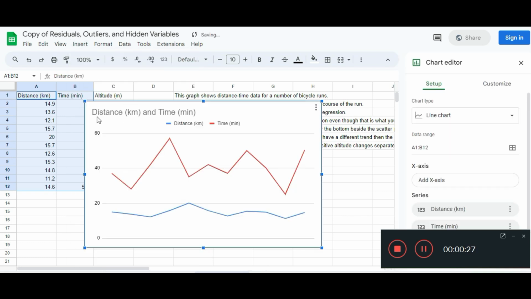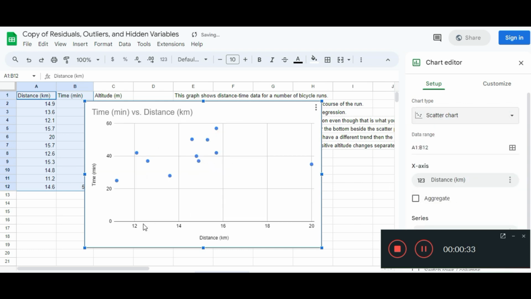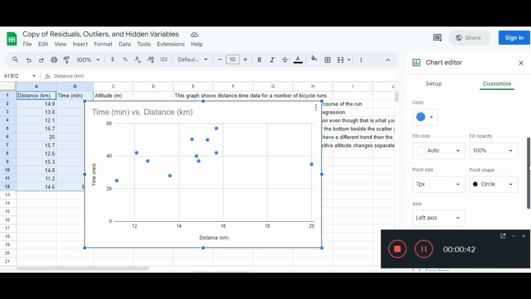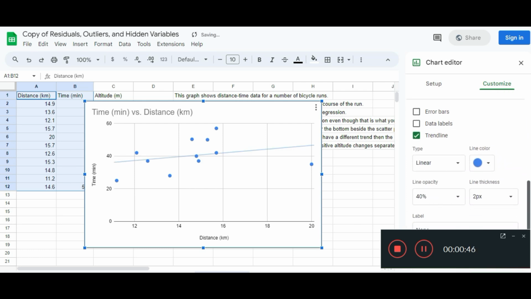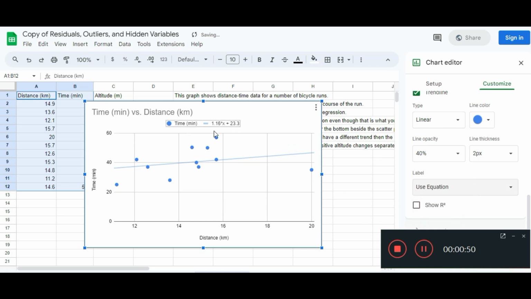And I'm going to complete a linear regression. First I have to make sure it's actually a scatter plot. There we go, distance versus time scatter plot. To complete a linear regression, you go to customize series and add a trend line. If I add a trend line and show the equation, that is completing a linear regression.